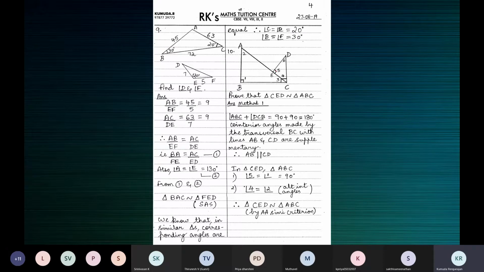No. Why are we saying angle 5 is equal to angle 1? Because it's marked 90 degrees. The measure of angle 5 is 90. The measure of angle 1 is also 90. So 5 is equal to 1. We cannot simply write one angle from the first triangle, one angle from the second triangle and simply say they're equal. No. They're equal because both of them measure 90 degrees.